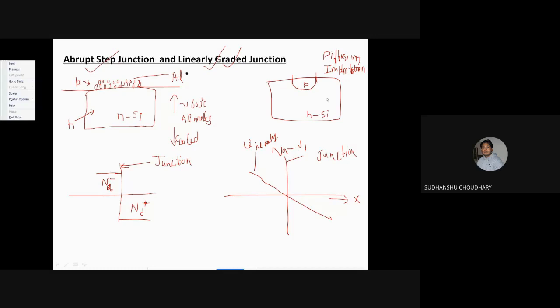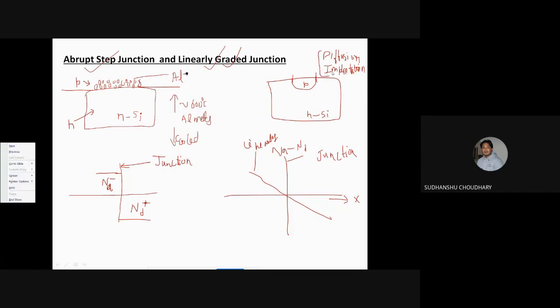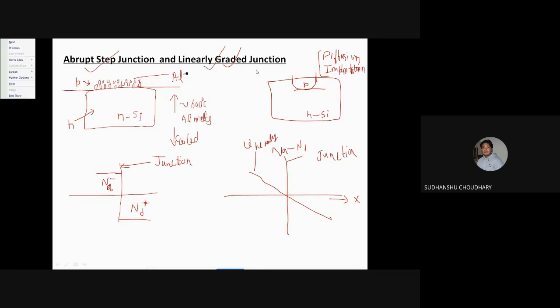inside an n-type semiconductor. If the p-n junction is created this way, via diffusion or ion implantation of impurities inside an n-type semiconductor, then we have a linearly graded junction, where the doping concentration varies linearly as you move away from the junction at this point. So this is the difference between the step junction and the linearly graded junction.